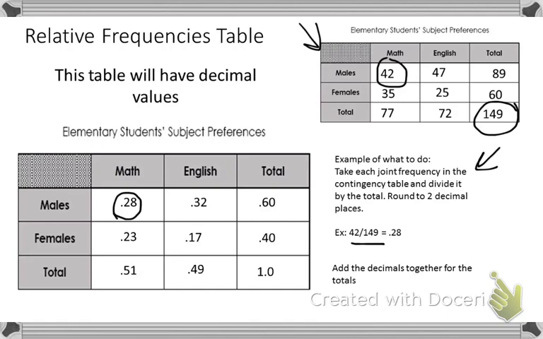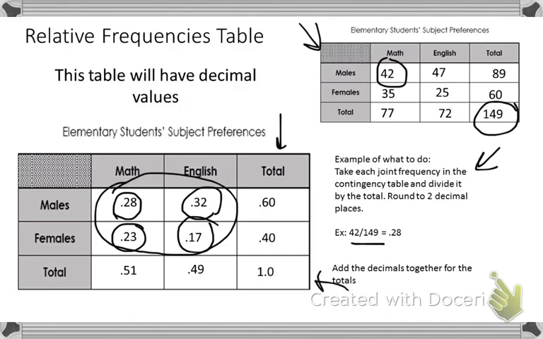So that number goes right here for males and math, it's 0.28. Then I'm going to do 47 divided by 149 and get 0.32. 35 for females who like math out of 149 and get 0.23. And females who like English, there's 25 out of 149, and that's 0.17. Now, these are my joint relative frequencies right here, because they're in my joint area. So then I need to get my marginal relative frequencies.